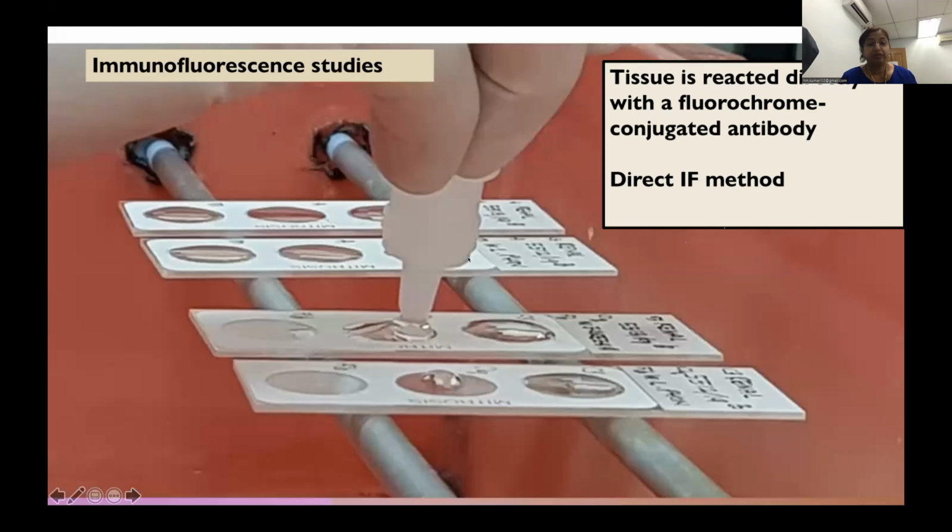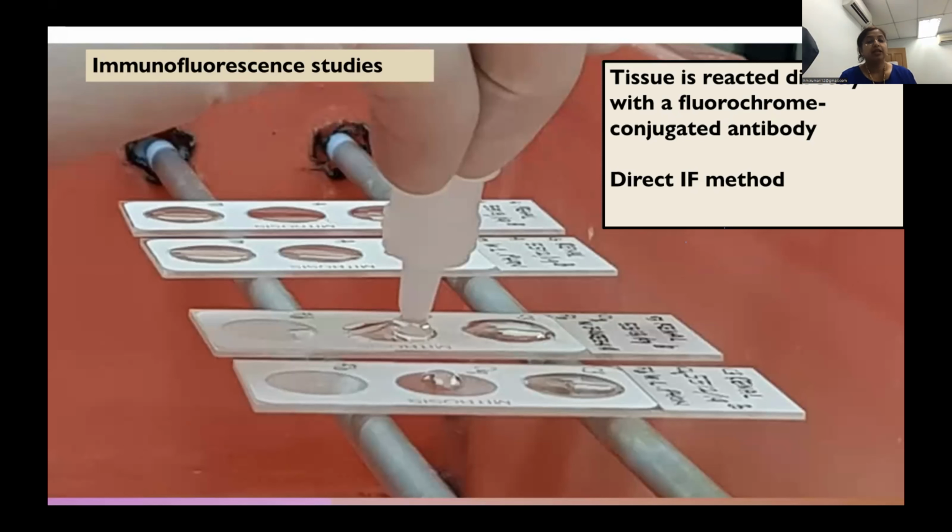Okay, and then you have immunofluorescence studies where the tissue is reacted directly with fluorochrome conjugated antibodies, a direct IF method. And this one we do with fresh tissue. And now, I think many centers are also beginning to do it on paraffin sections. So that's a good thing. But only thing is that doing IF on fresh tissue versus paraffin section is a totally different scenario. It's always best to do IF on fresh tissue, if you want to compare it with paraffin section.